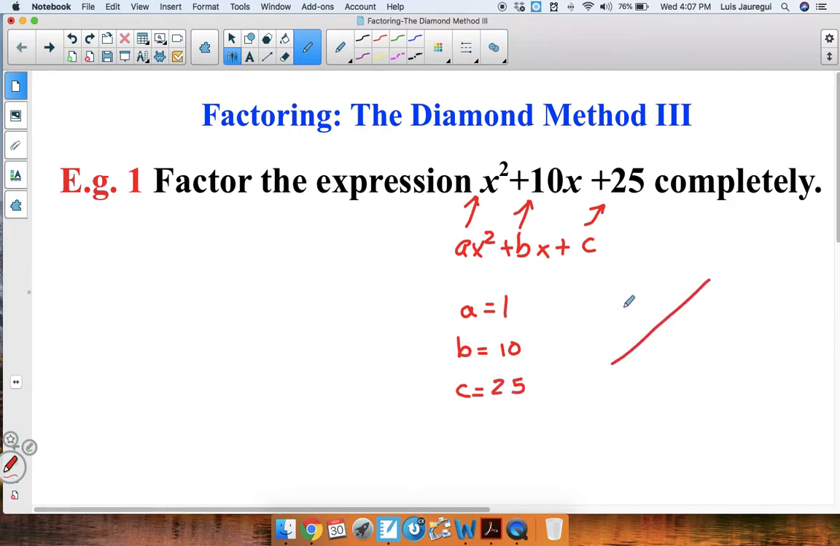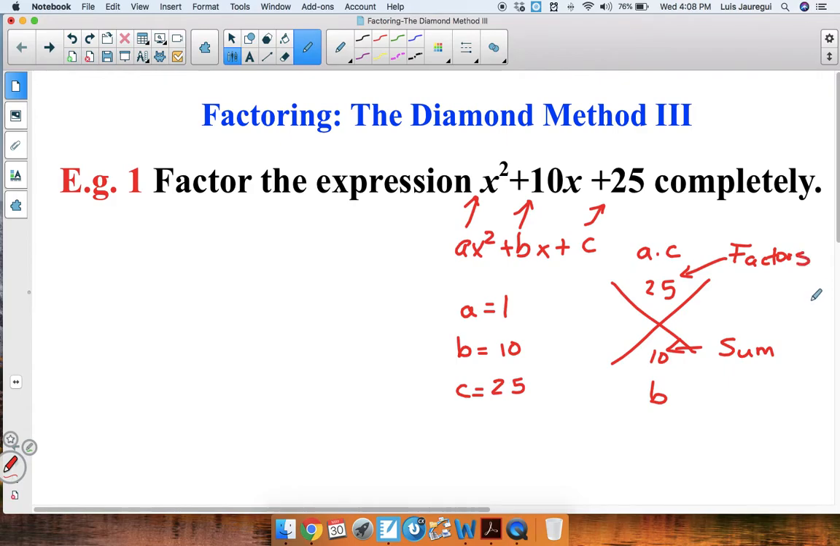Now, using the diamond method means that we're looking for A times C and for B here. A times C is 1 times 25, which is 25, and your B is 10. Now, once we have established those two numbers, what we say is the following. We're looking for factors of 25 that add up to 10, or whose sum is equal to 10. What are those factors?